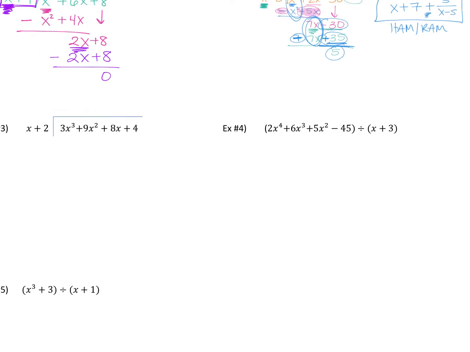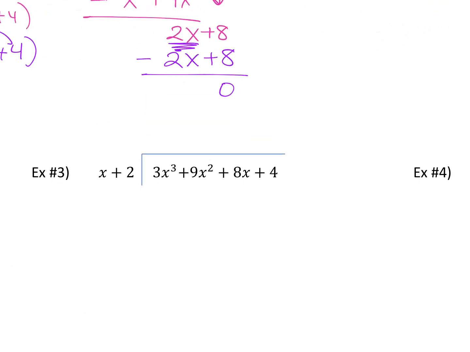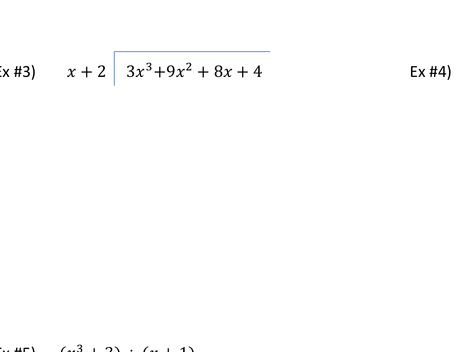Okay. Example 3. I'm going to have you try this one on your own. Work that one out. See what you get. And just as a test run, what will you be multiplying by first? 3x squared, right? You're asking yourself, x times what gets me 3x cubed? That would be 3x squared. 3x squared times x is 3x cubed.